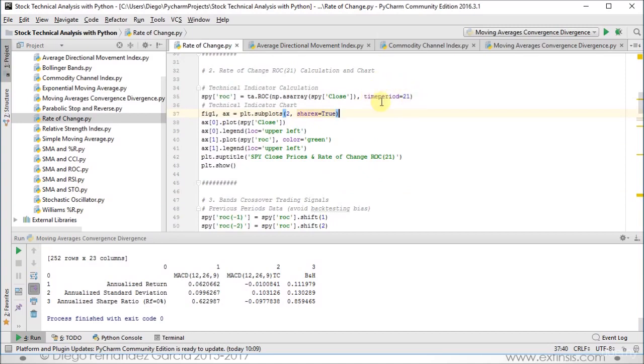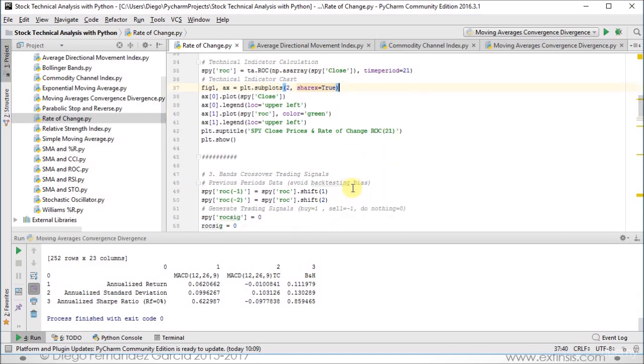We're calculating our rate of change for 21 days, so this is a monthly rate of change. Again, you can modify this according to your needs. You can calculate longer period rate of change or shorter term period ones. Then we can calculate the bands crossover type of trading signals.